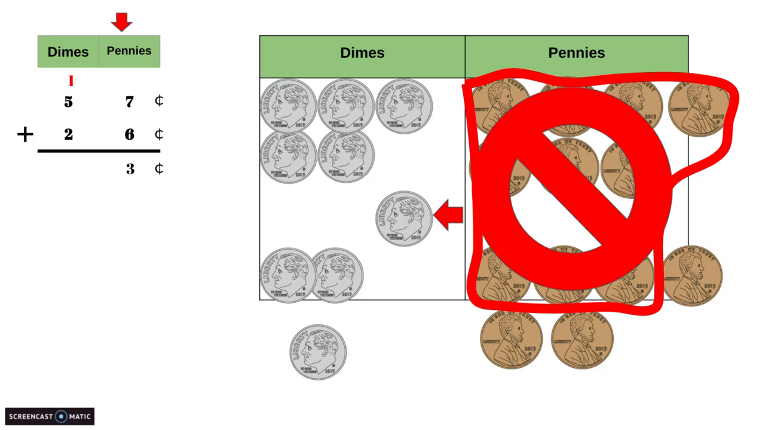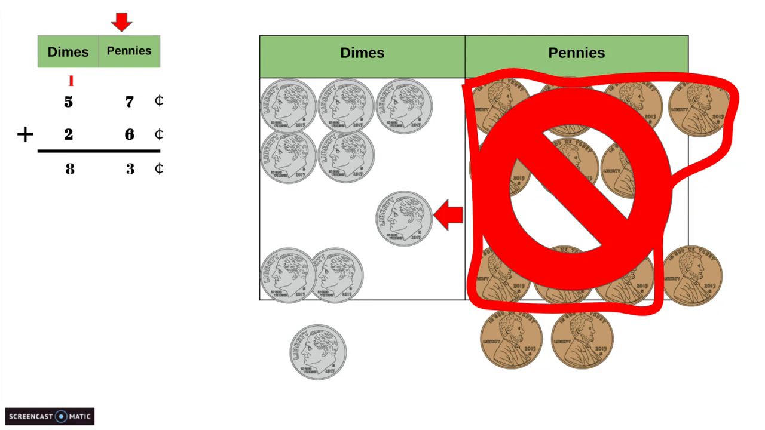Now we have 5 plus 1 plus 2. If we count this all up, 1, 2, 3, 4, 5, 6, 7, 8. 57 plus 26 equals 83.